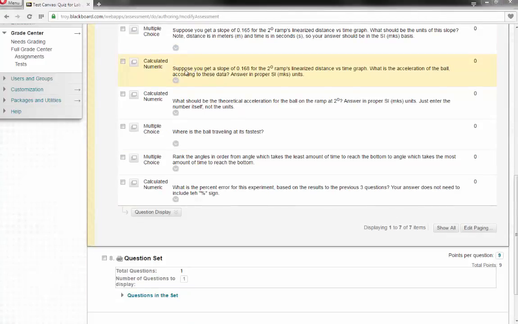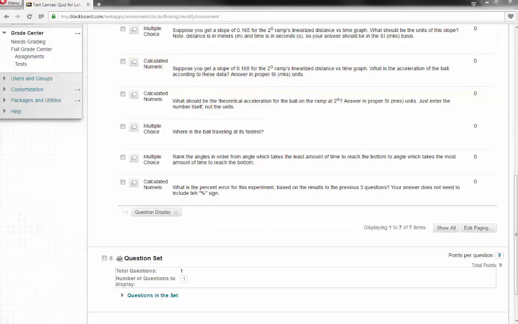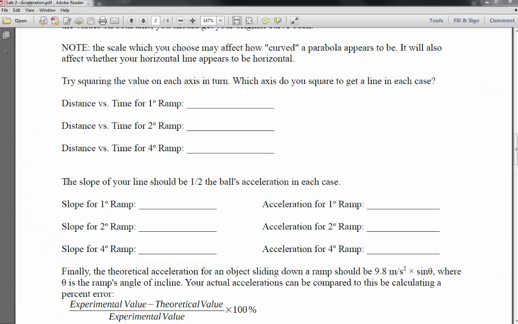Okay, your next question on this quiz said, suppose you get a slope of 0.168 for the 2-degree ramp's linearized distance versus time graph. What is the acceleration of the ball according to these data? Answer in proper SI units. So again, it says right here in your directions, the slope of your line should be half the ball's acceleration. So let's go ahead and write that out.